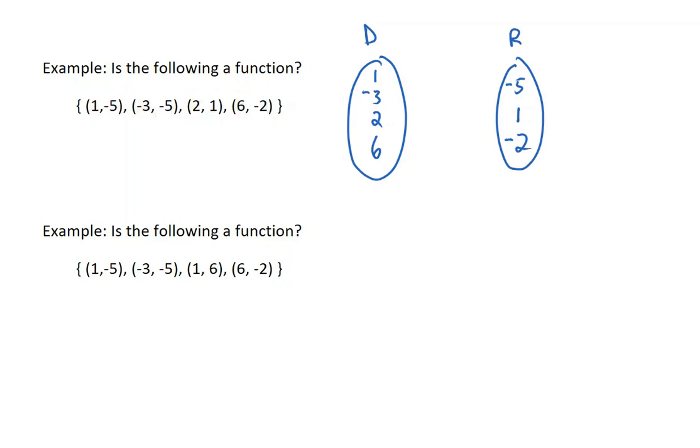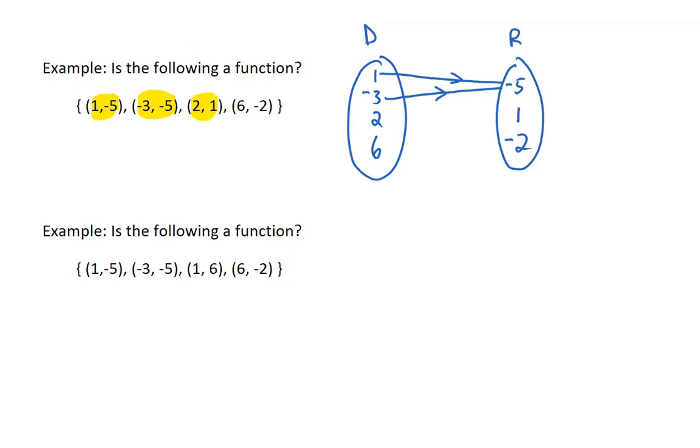So my first ordered pair is 1, -5. So that means 1 goes to -5. My second ordered pair is -3, -5, so that means -3 also goes to -5. That does not mean it's not a function. 1 and -3 are still predictable. They can share an output. That is fine.